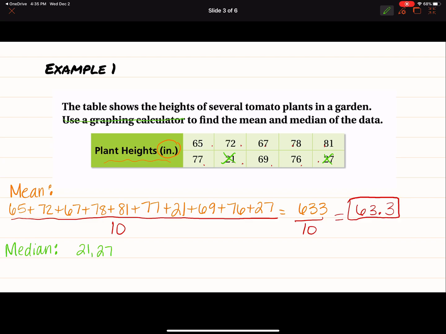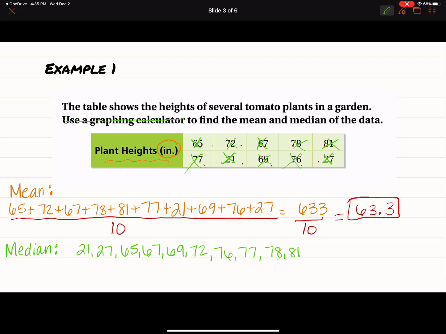then 65, then 67, then 69, 72, then 76, 77, 78, and 81. Notice that most of these values are bigger than the mean.